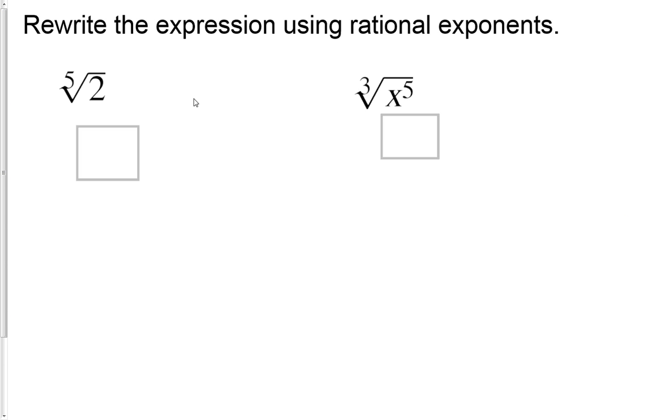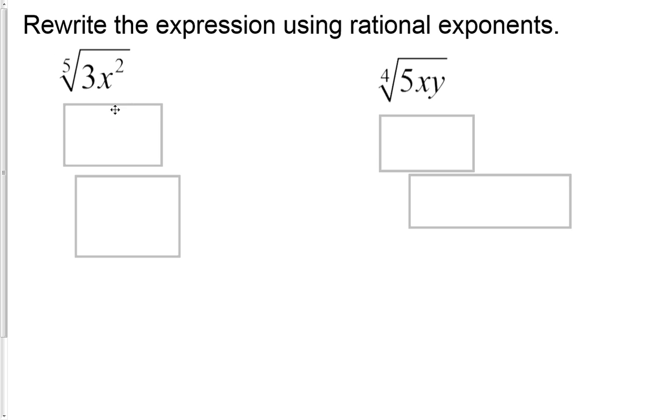So starting off, we're just going to rewrite the expression using rational exponents, meaning rewrite using fraction exponents. So the fifth root of 2 is 2 to the, I don't see a number, so it's 1 over 5. So 2 to the 1/5. This is the third root of x to the 5th, so we're going to have x to the 5 over 3. X to the 5/3.